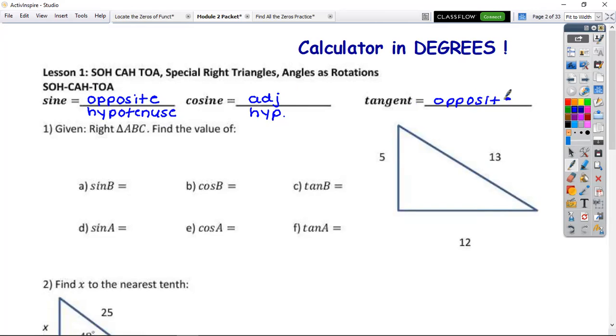So opposite over adjacent. In case you forgot from years past, your hypotenuse is always your largest side, and it is always directly across from the right angle. So in this case, here's my right angle that you can draw in, and the 13 is always going to represent my hypotenuse.